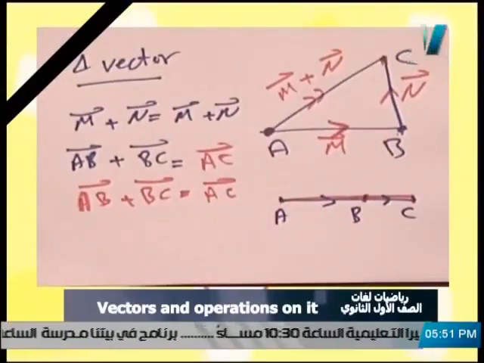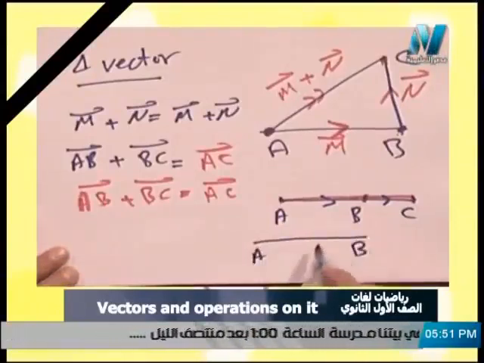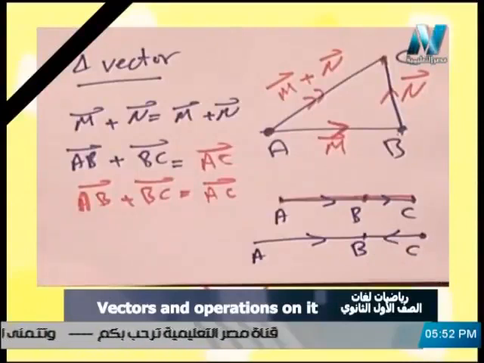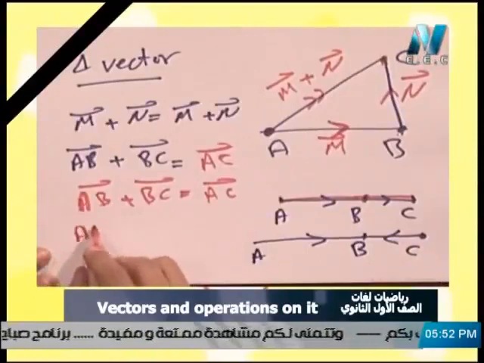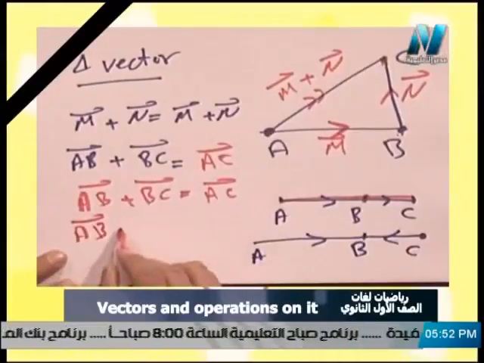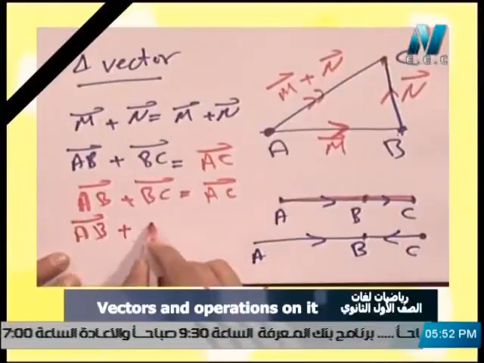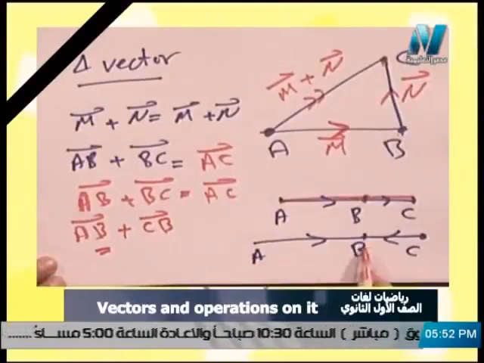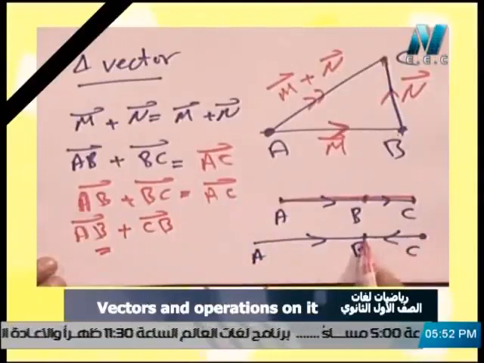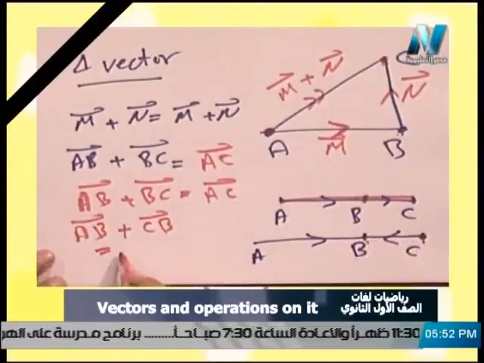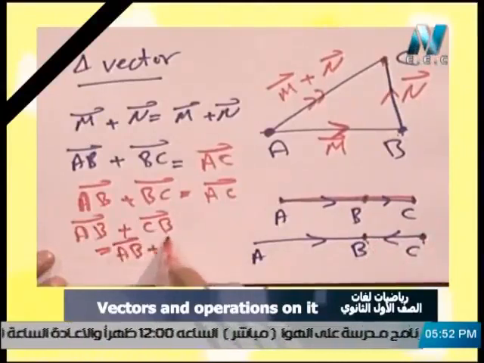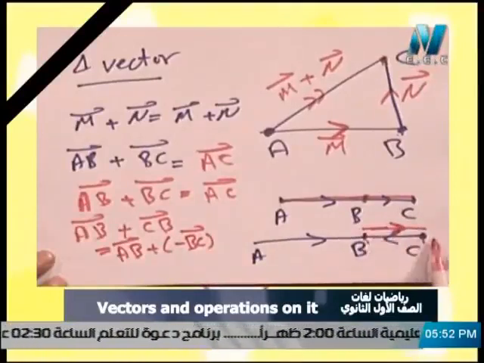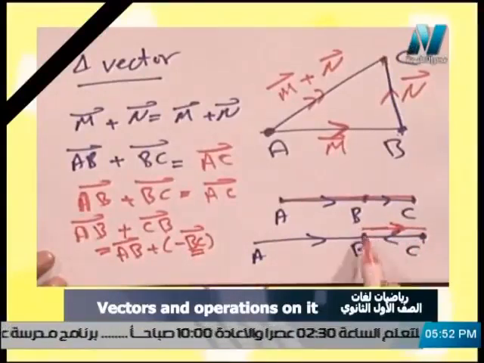But if we have a vector that starts from A to B like that, and another vector that starts from C to B like that, then if we want to find their sum, we say that the vector AB plus the vector CB equals what? We can say that the vector AB plus BC, but here we have vector CB, starting point C and end point B. So we can express it as AB plus negative BC. Negative BC here means the negative direction or opposite direction, but the same magnitude from B to C.